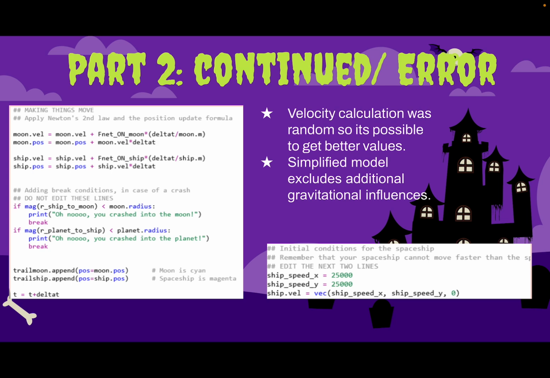And then after completing the code, I went through trial and error to find the initial velocity of the ship. And I concluded that it was 25,000 in both the x and y direction. And through using those values, my ship didn't crash.